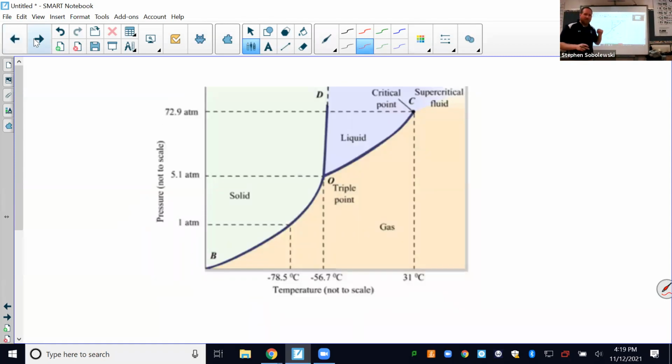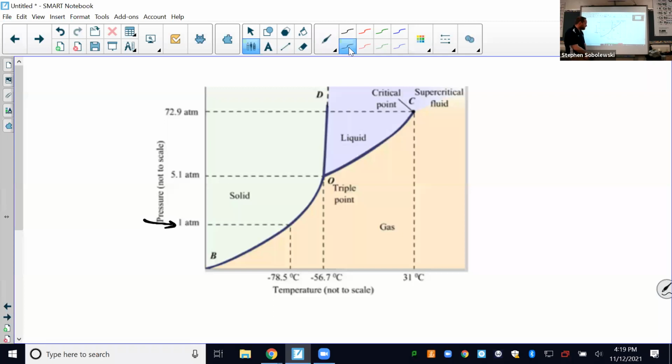Another very common substance is carbon dioxide. This is the phase diagram of carbon dioxide. I just want us to notice what's different about this compared to water. Where are we right now on this? Well, I'm standing in the classroom. You know, you're watching this maybe in your classroom, maybe at home. You're probably at one atmosphere. I'm at one atmosphere, which is here.